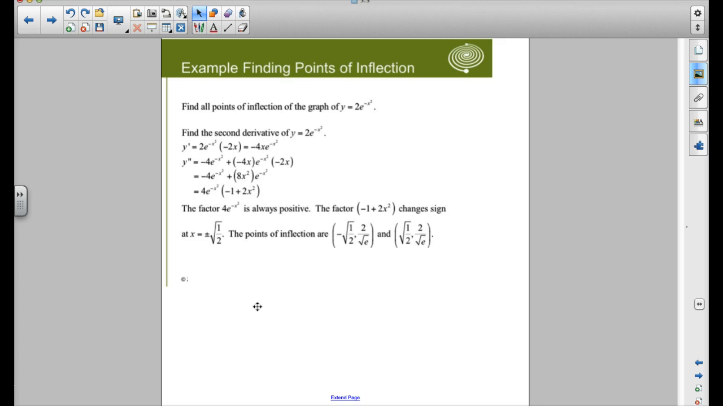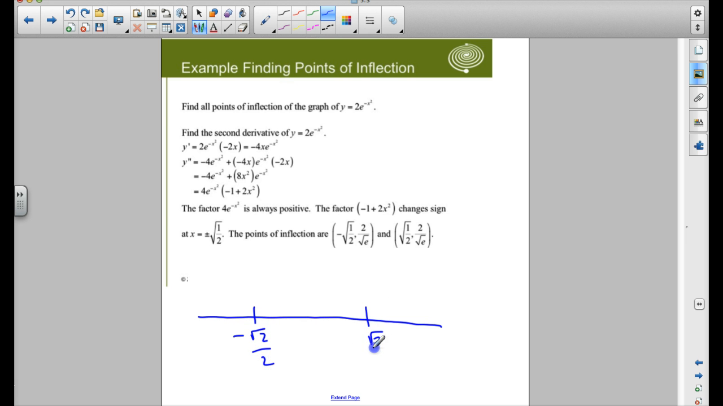Now, what I would usually do to figure out points of inflection is a little bit more than this book does. I want to justify that there are points of inflection here. I'm going to take these points: a negative square root of 2 over 2 and a positive square root of 2 over 2. Square root of 2 over 2 is the same thing as this. Now I'm looking at my second derivative. We know that this part is always positive, so I don't have to worry about that, but I do have to worry about this one. If I plug in 0 in here, I'm going to get a negative number.